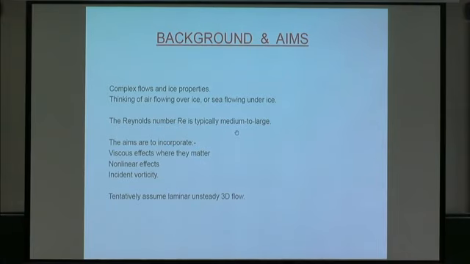The Reynolds number is going to be typically medium to large. What we aim to do is to incorporate viscous effects wherever they matter, and nonlinearity and incident vorticity in the oncoming air or water flow. As part of that, tentatively we'll assume the flow is laminar as well as unsteady and three-dimensional.